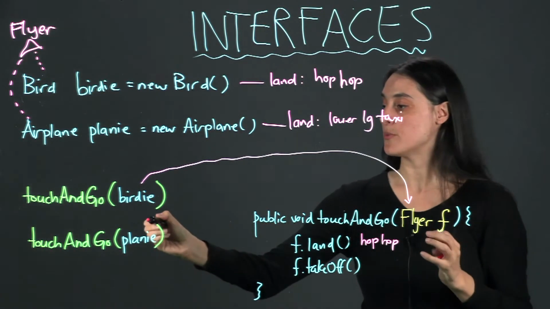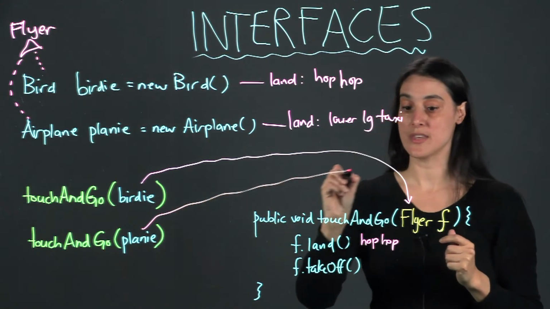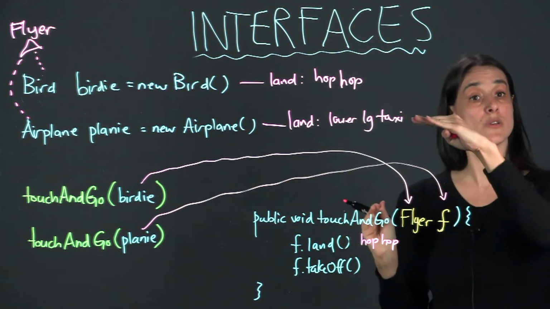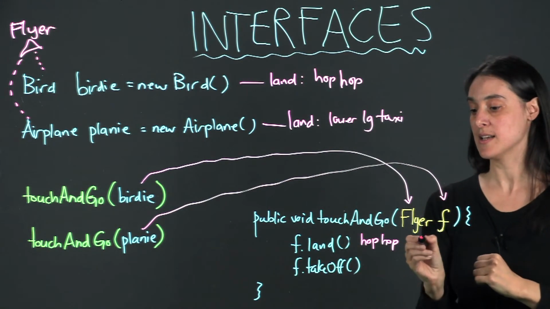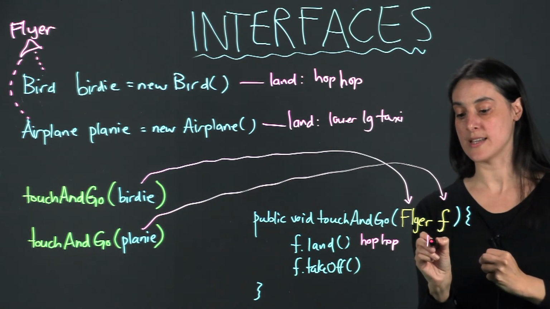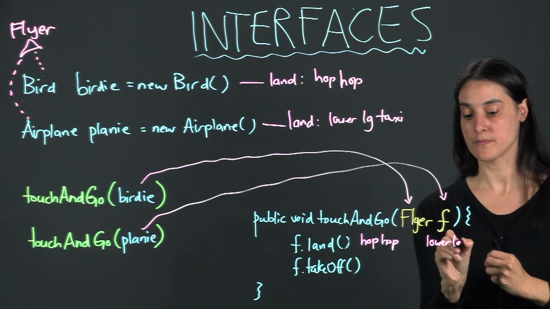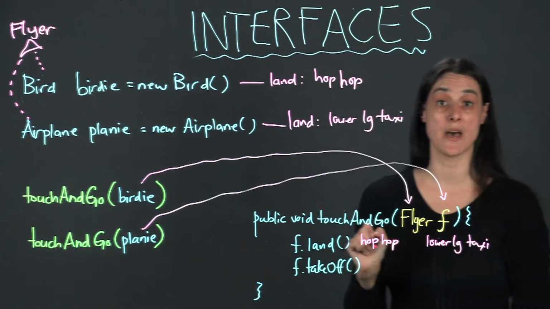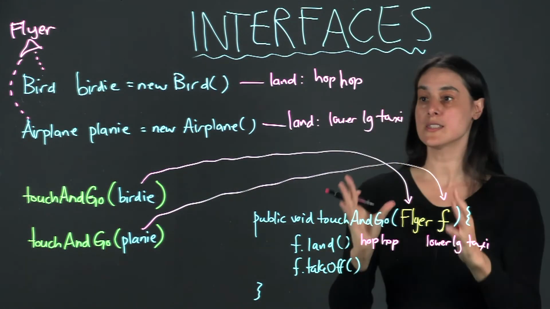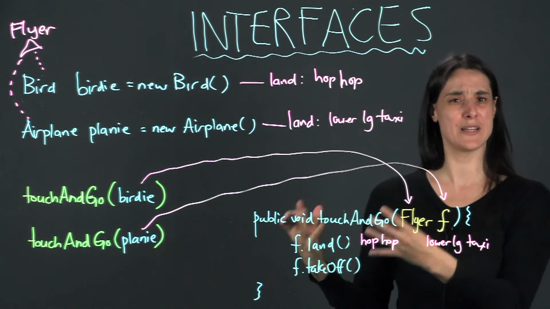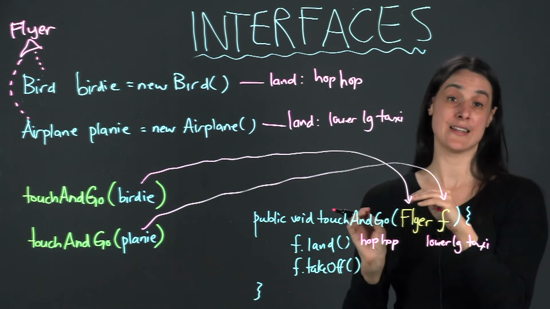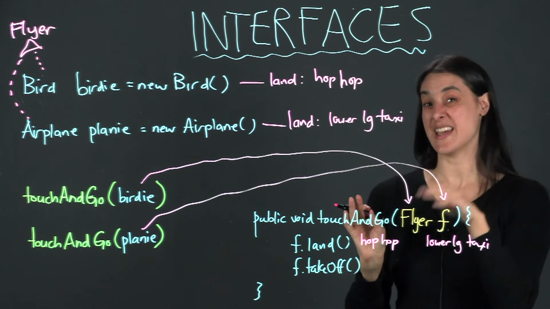On the other hand, when we pass in planey, the actual type becomes an airplane, and so we will use this implementation instead. We'll get lower landing gear and taxi, and that will just continue through the rest of the method. So you can see that touch and go will behave really, really differently if you're passing in a bird versus if you're passing in an airplane.